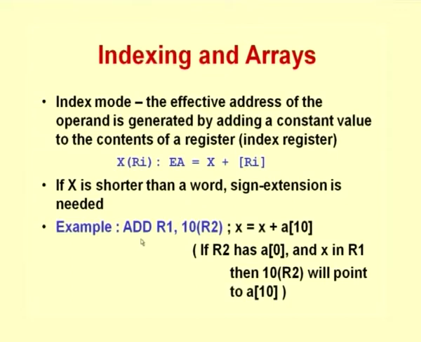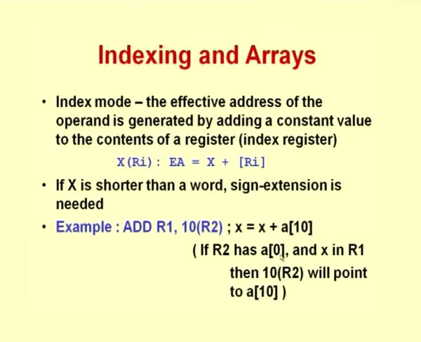Coming to this example here, add R1 comma 10 of R2. Now, this can be used for translating a statement of this nature. Suppose you had x equal to x plus a of 10. Now, a is an array. Assume that R2 has the element a of 0, and x is in the register R1. When you say a of 10, this means that I am going to access the 10th element of this array. Which means I need to add 10 to the value which is already there in R2, assuming that all the elements in the array are placed one after the other. Let us assume a simple byte based addressing, so a of 0 has the first byte, a of 1 has the second byte, a of 2 has the third byte and so on.